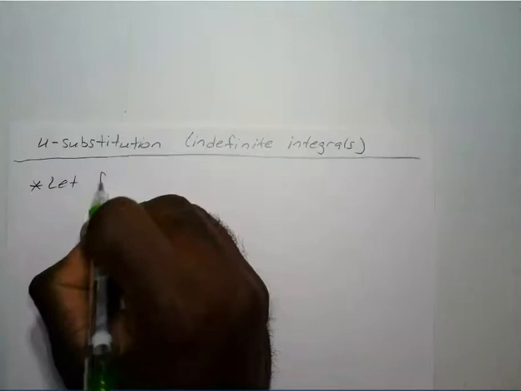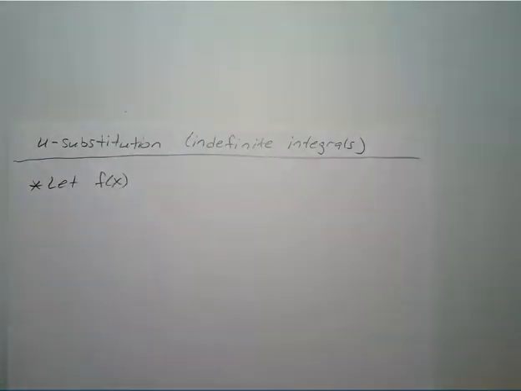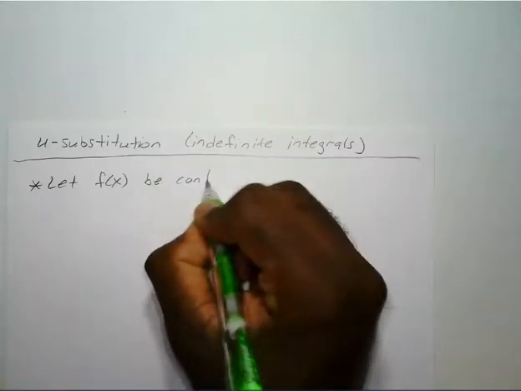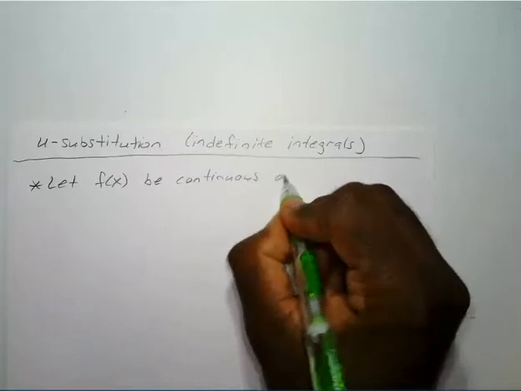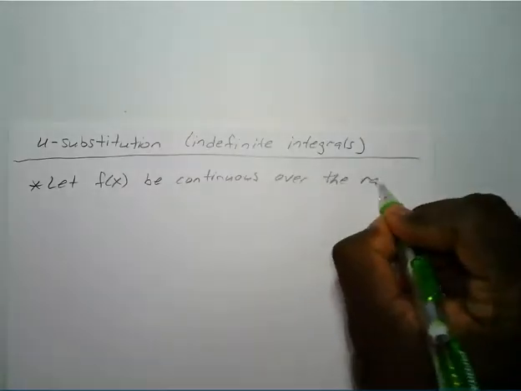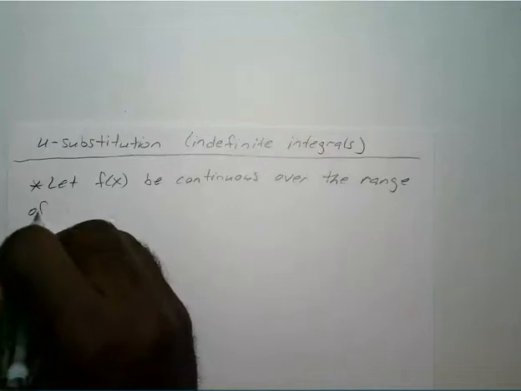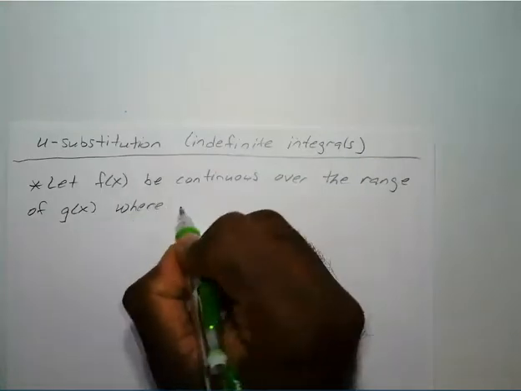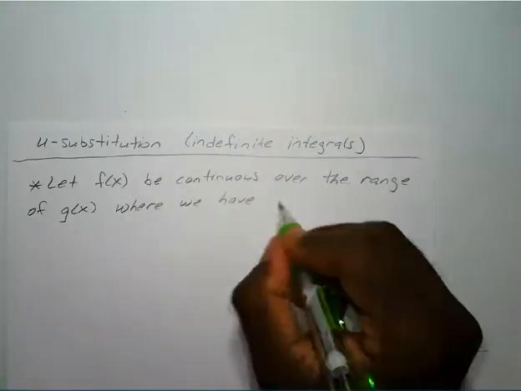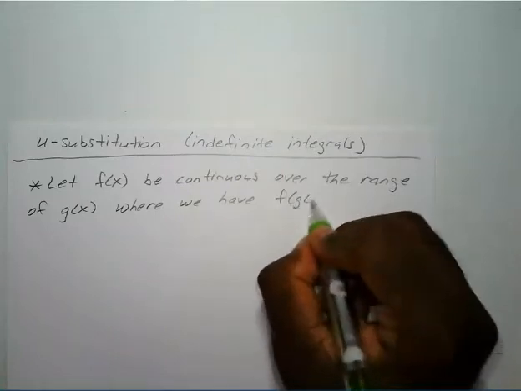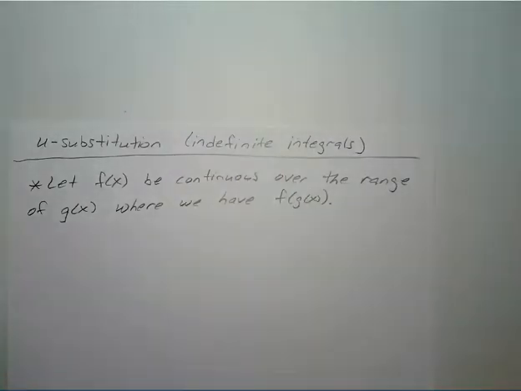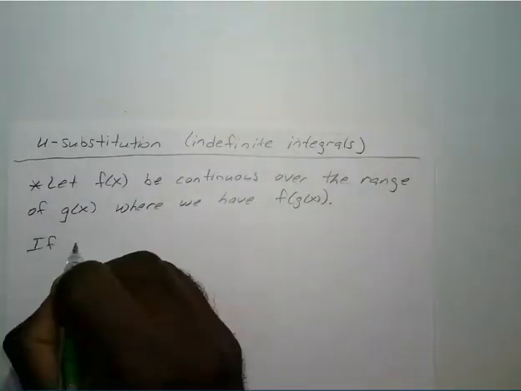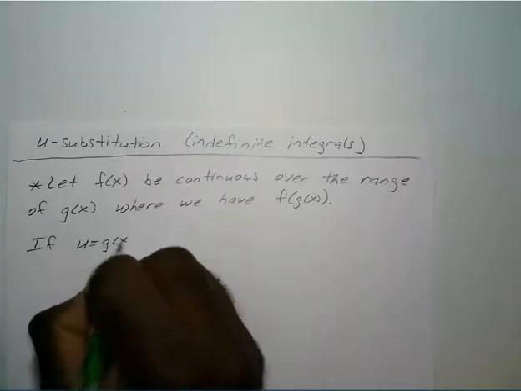All right, so first, let's start with our definition. What if we let f of x represent our function, and what if that's continuous over the range of our other function g of x, where we have a compound function f of g of x? Okay, so that g of x, what if we decide to make that u? So what if our u equals that g of x?